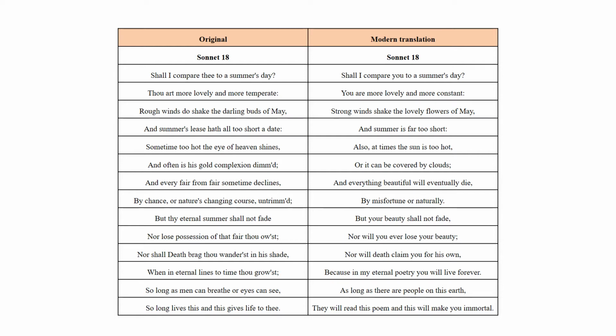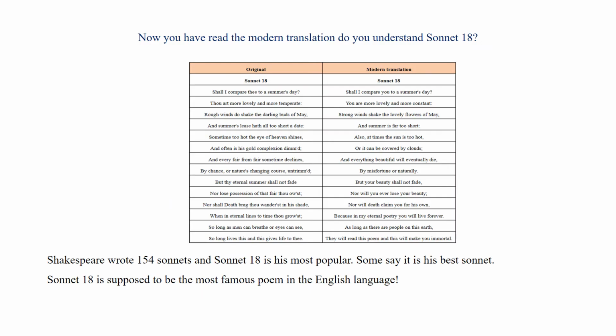But your beauty shall not fade, nor will you ever lose your beauty, nor will death claim you for its own, because in my eternal poetry you will live forever. As long as there are people on this earth, they will read this poem, and this will make you immortal. Now you have read the modern translation, do you understand Sonnet 18?